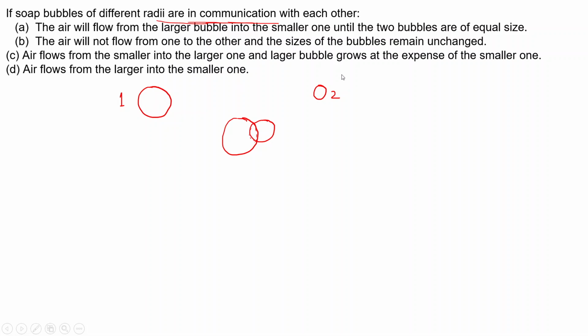So this was bubble 1, this is not O2, this is bubble 2. Don't confuse. Bubble 2 is the smaller size, bubble 1 is the bigger size, because we have been told they are of different radii. And when they are in contact, this is the resultant. And we want to find out what will be the situation.